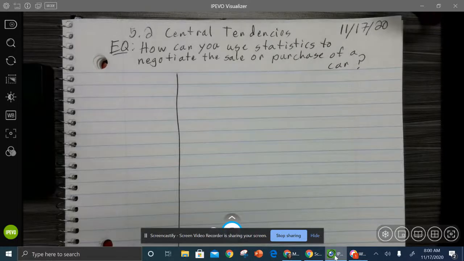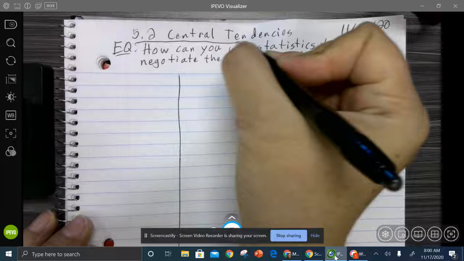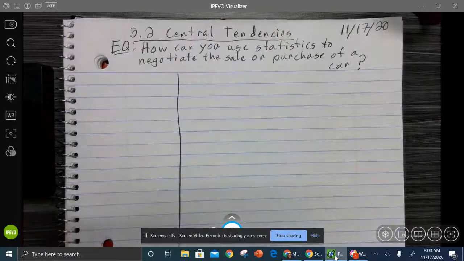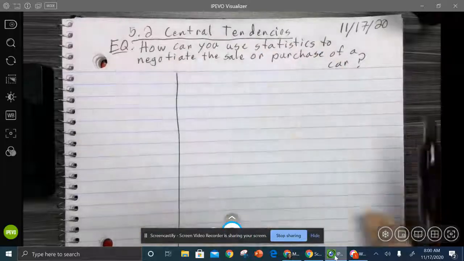Morning. We are going to work on the measures of central tendency: the mean, median, and mode. I'll also have some whisker plots. The essential question is, how can you use statistics to negotiate the purchase or sale of a car? So we're going to talk about some terms.